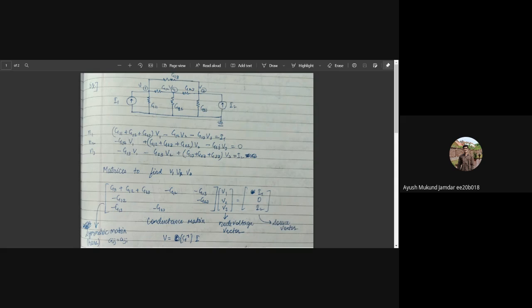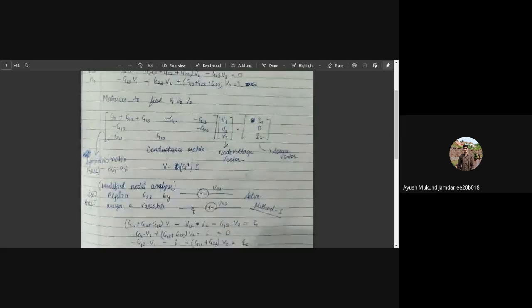This gives us a set of three equations where V1, V2, and V3 are unknowns, and three equations are sufficient to find them. Now we'll see that these three equations can be realized as a matrix product, where the conductance matrix, as shown here, is multiplied by the node voltage vector, which gives the source vector of current sources. Multiplying the inverse of G with the current source vector will give us the node voltage vector directly.